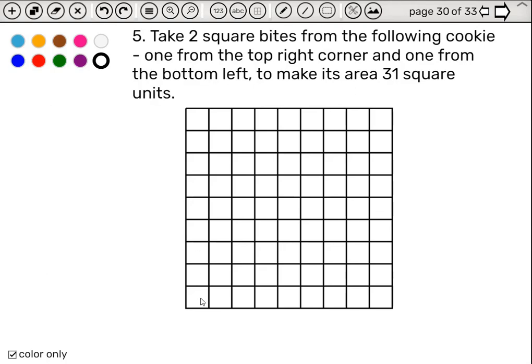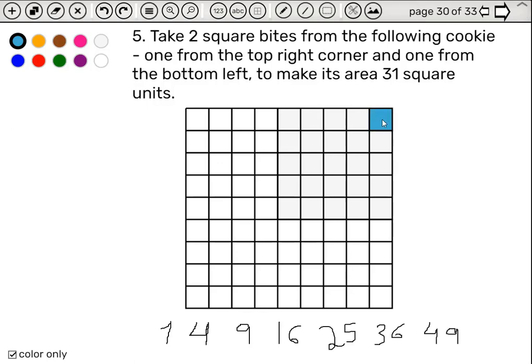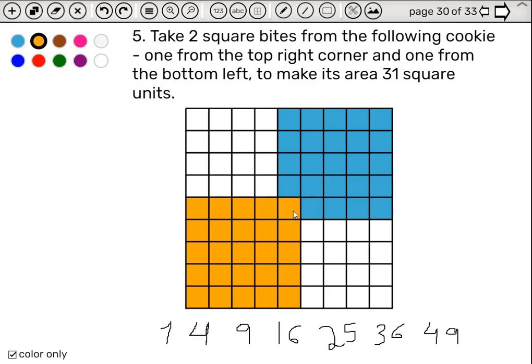This is a 9 by 9 square, which gives us an area of 81. We must subtract 50 to reach our area of 31. Let's write down the square numbers that are less than 50. 1, 4, 9, 16, 25, 36, and 49. The 50 we have to subtract is 2 times 25. So this seems to be a solution, but let's try to implement it. 5 by 5 from the top right, and 5 by 5 from the bottom left. And we see there's a problem. The bites we need are too big for this 9 by 9 square.